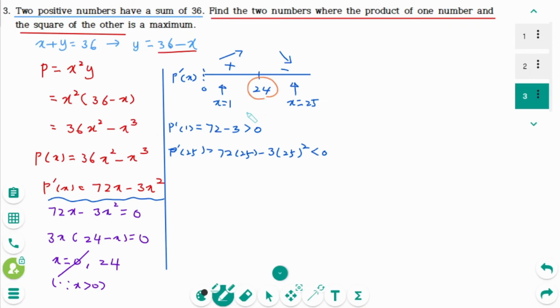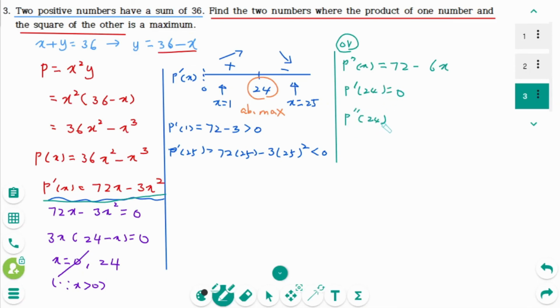Now we verify that x equals 24 gives the maximum value for p. Or we can use the second derivative test. From here, p second prime of x equals 72 minus 6x. Then p prime of 24 equals 0, and p second prime of 24 equals 72 minus 6 times 24, which is 72 minus 144, which is minus 72, less than 0. That means there is a maximum at x equals 24.